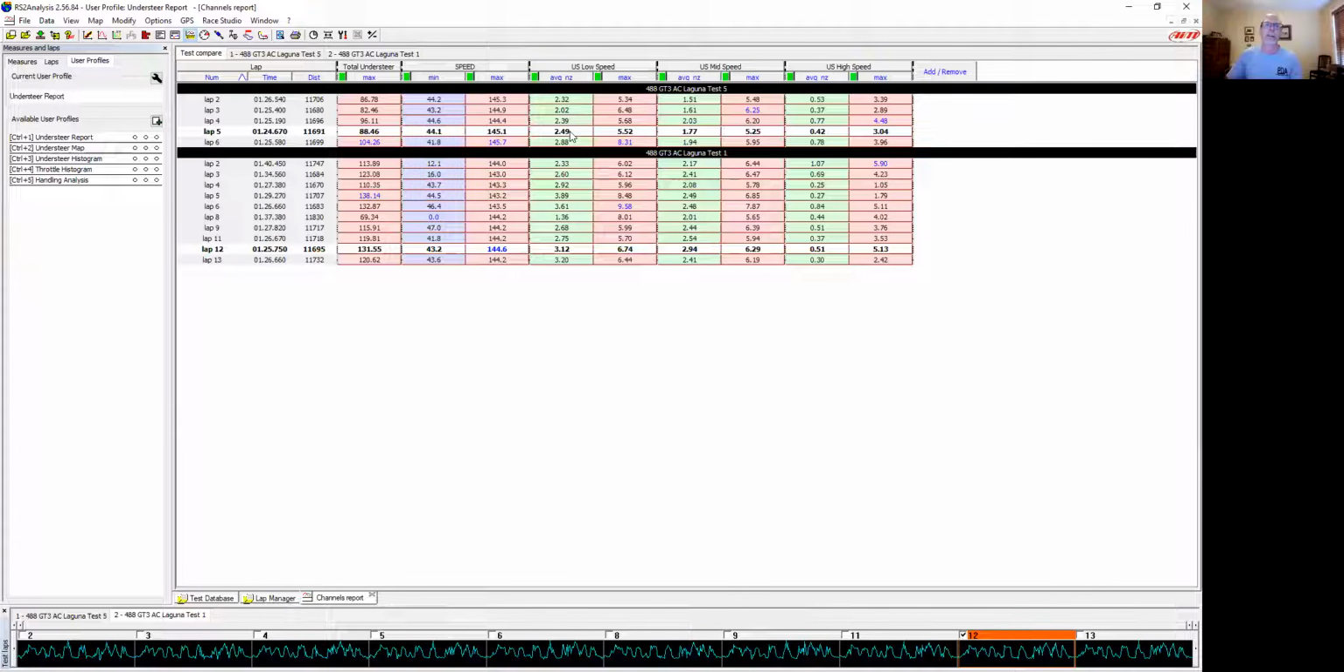Average for low speed is down. Average max is down. Average for mid speed is down. Max is down. Average for high speed is down. Max is down. So we've made improvements across the board.